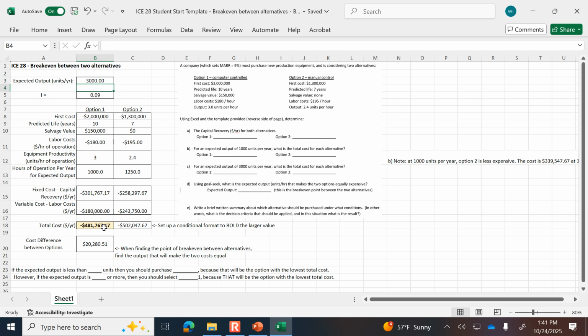If we go big and we're producing a lot of units, then option 2, which has the higher initial purchase price, that initial purchase price is justified because we're taking advantage of a higher level of production. We have lower cost per unit, so it becomes cheaper overall. So at 3,000 units per year, I'm just putting a comment here, option 1 is less expensive.